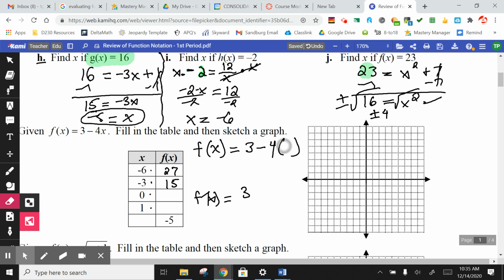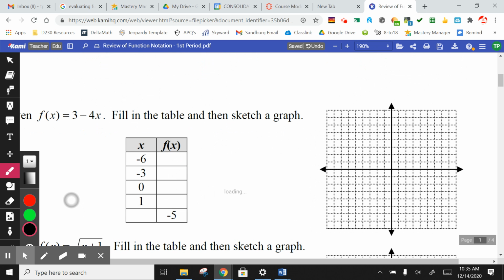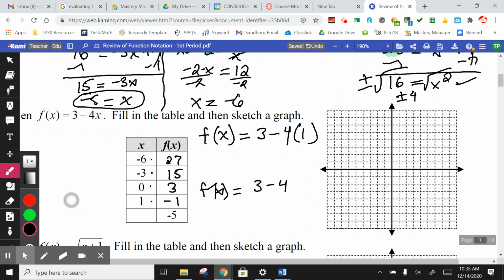Plug in your 0. That should be super easy, because that's just going to give you a 3, because the -4 times 0 will be a 0. Plug in your 1. Also should be a nice one, because now you're just going to get 3 minus 4, which is a -1. But be careful. You can't really see that very good, can you, Rebecca? Be careful with that next x value.